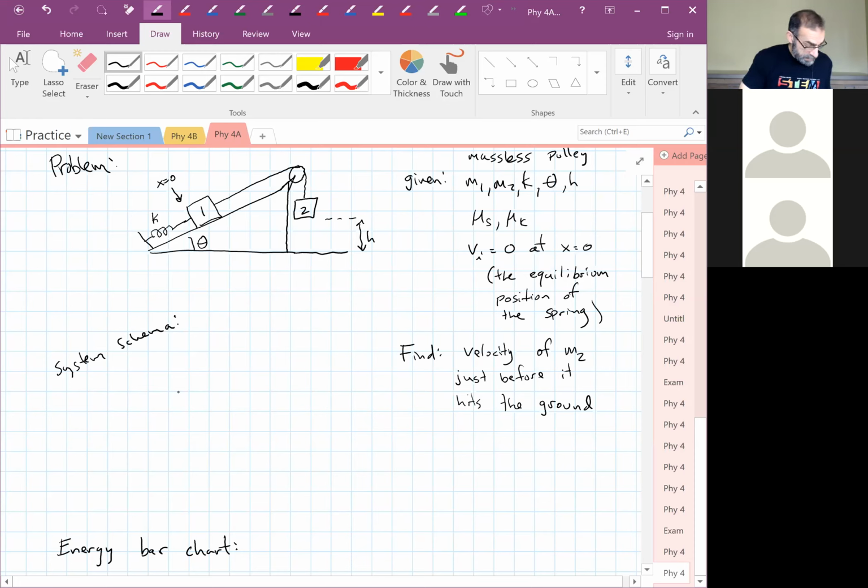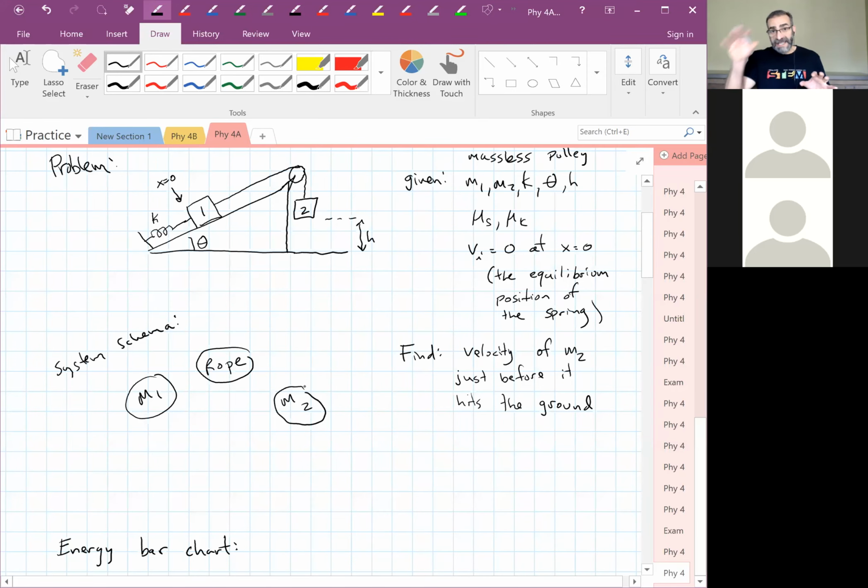So what do I have? I've got M1. I've got a rope. I've got M2. See how I kind of draw my objects sort of in the same orientation that they are in my physical problem. And then what else is there? There's a spring over here and the earth. Is that everything? I think that's everything.